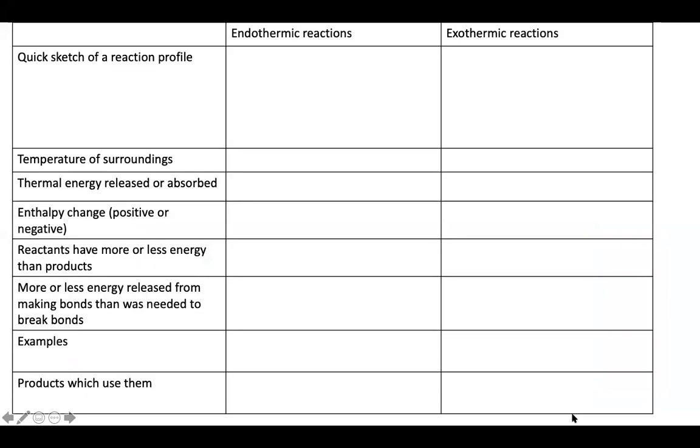So your starter today is just a nice little summary of endothermic and exothermic reactions. You could draw up this table and answer it. So just pause your video. Okay, so here's the answers.